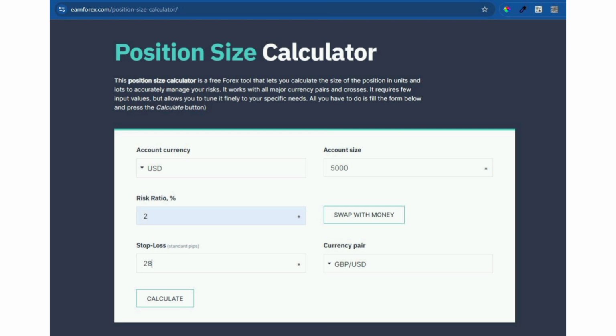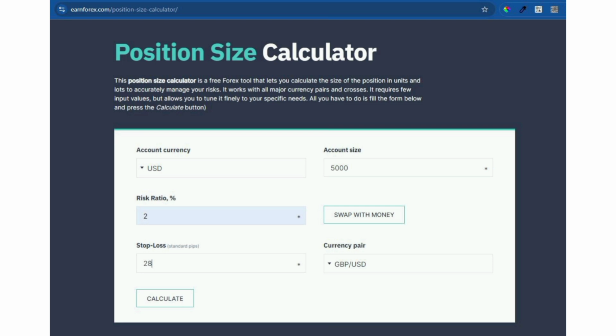Once you visit this platform and open this position size calculator, what you need to do is first of all select the currency of your account. For me, my account currency is USD. That's why I selected USD. The next thing is to input the account size. Account size is simply your trading capital, the amount of money you have in your trading account.